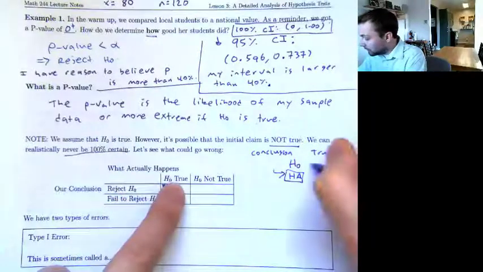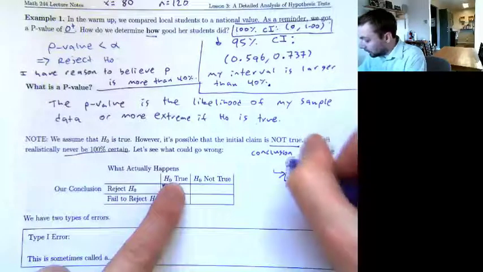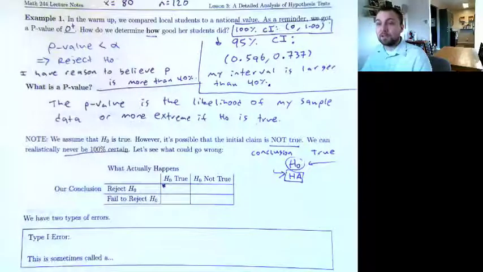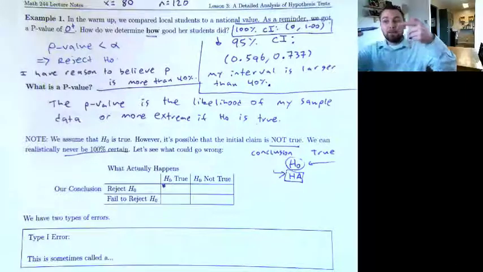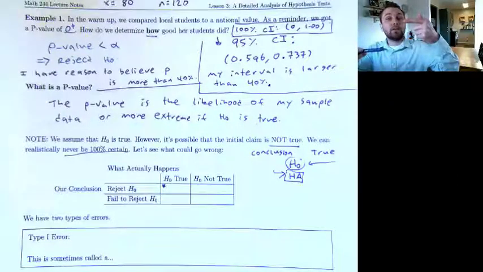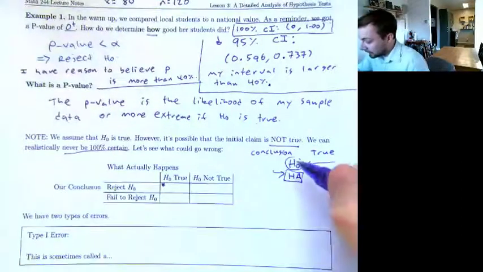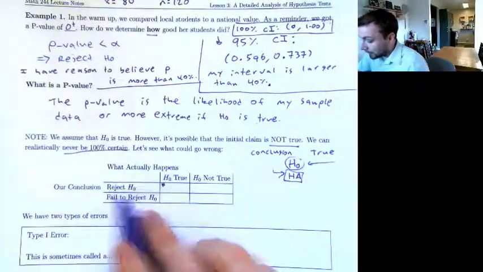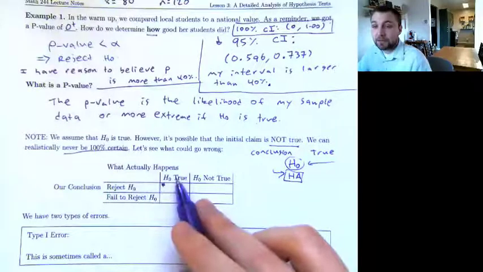If the null hypothesis is actually true, I have a bit of an issue, because ideally where I finish my conclusion and what's actually true line up. If they line up, I'm not making an error. But if I'm ending up at different spots, where I'm saying the null hypothesis is true for one and the alternative is true for the other, I have an issue. So in this case, I have rejected something that is actually true.